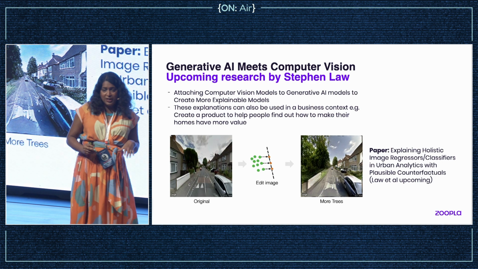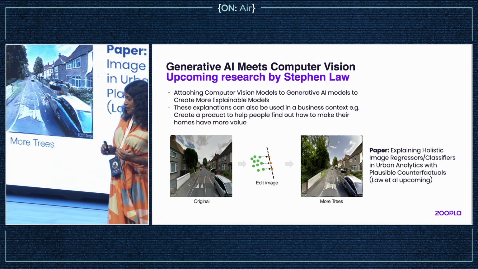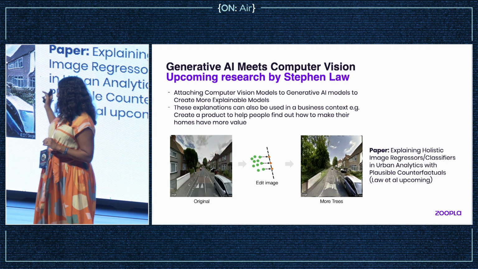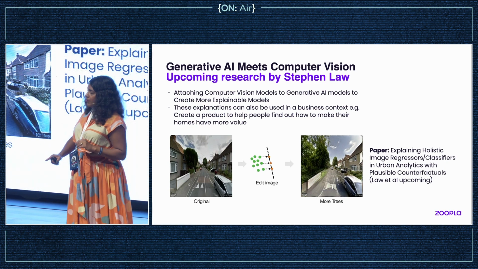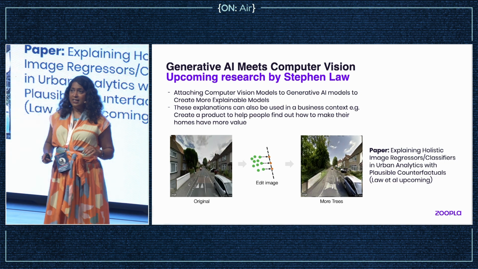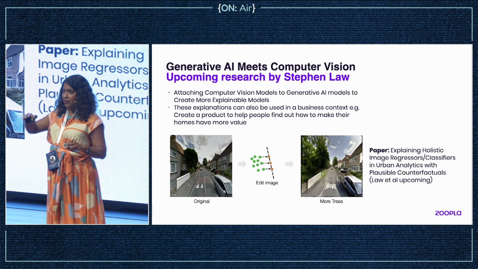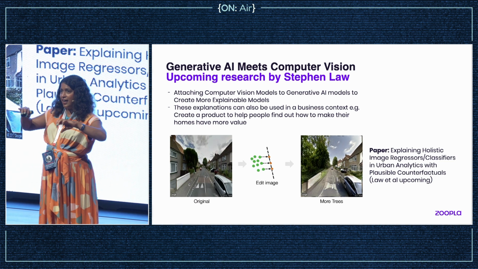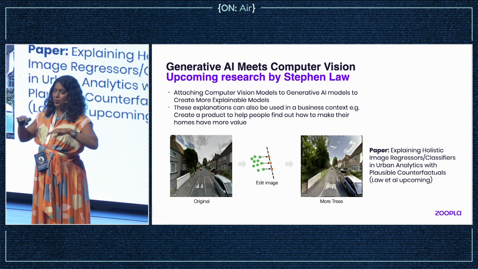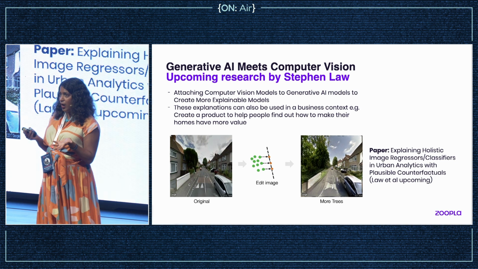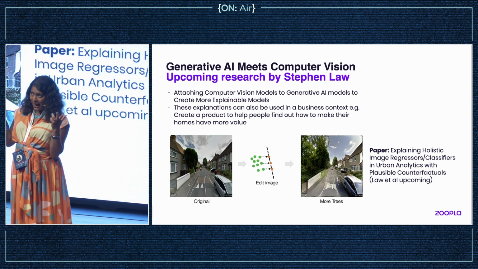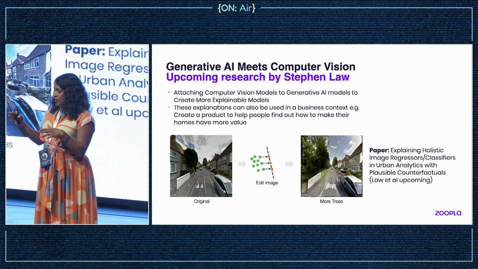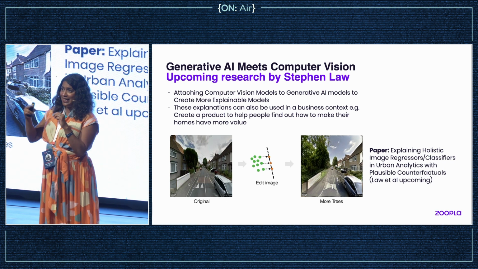This one is a piece of research from a collaborator of mine. It's not my research, it's Stephen Law's research. It's absolutely brilliant, and it's a paper that's about to come out. What they're doing is attaching a generative AI model to a convolutional neural network, so you can understand whether your convolutional neural network is doing the right thing. This is a bit of a problem, right? Neural networks can be a black box, and you're trying to figure out whether it is doing the right thing. This is one of the ways you can see what's happening.